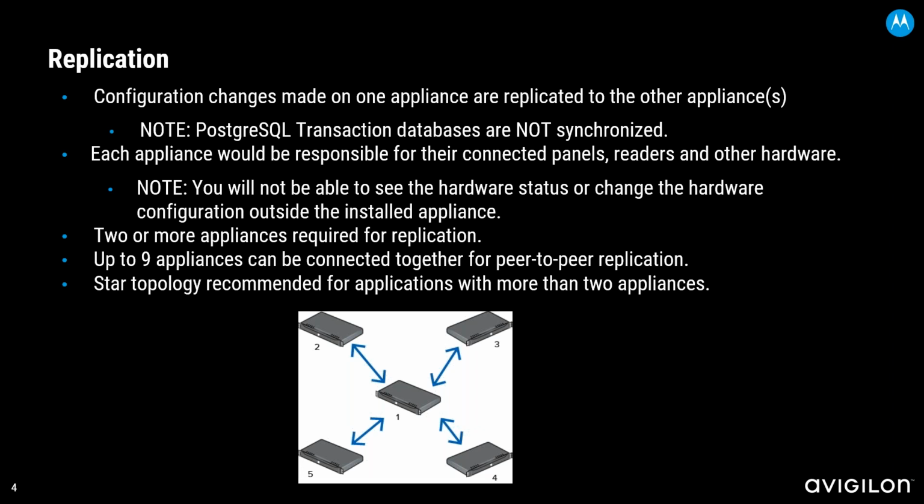So one final note, if you do have more than 2 appliances, a star topology is recommended. As you can see here, one is essentially the primary appliance, and then changes made to the appliance there in the middle would be replicated out to the appliances on the edge.